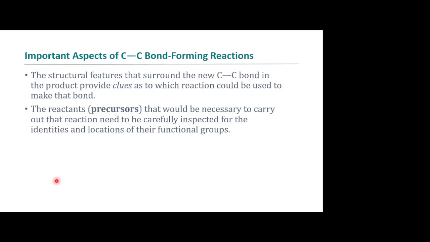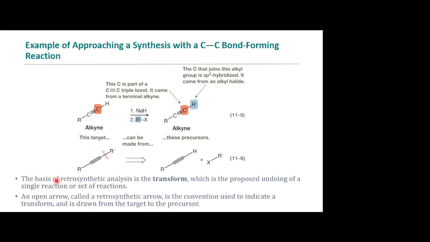Is everybody comfortable with the precursor terminology? Remember that whenever we're talking about synthetic chemistry, we're always going to be aiming towards something, a target. And the things that build up to that are going to be our precursors. So let's approach this synthesis of this carbon-carbon bond forming reaction. If we have an alkyne here, that's this target here, what could we make it from, from our precursors?